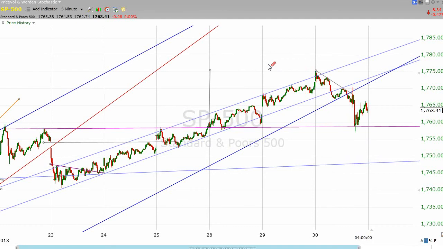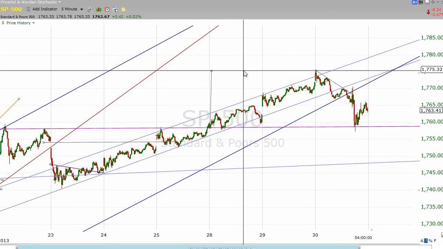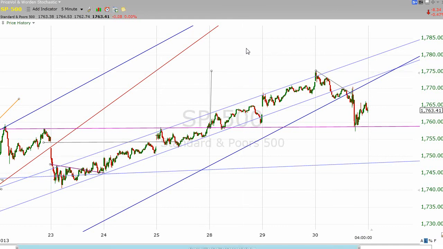But where did we bounce? Well, we bounced on what was the neckline of this very small inverted head and shoulders pattern. And well, I need to point this out too. When we measure this pattern and we put it on the area where it broke out, we got an expected minimum target of about 1775. Actually, it was a little higher than 1775.